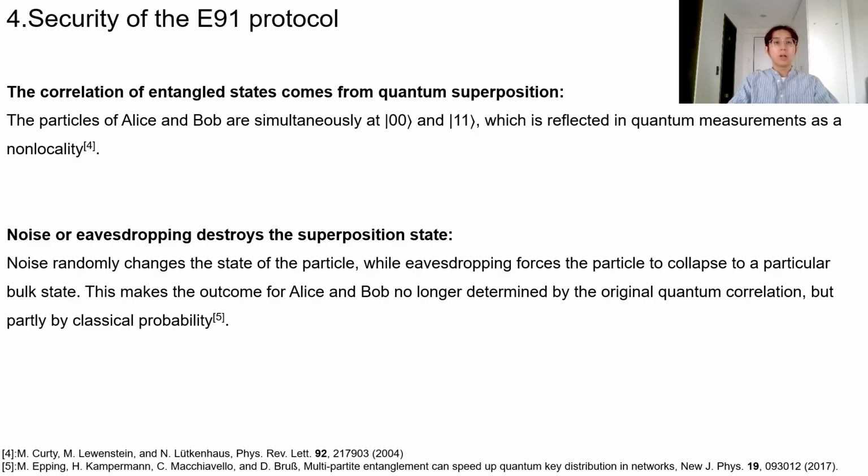So for the security of the E91 protocol, they use quantum measurement as a non-locality test. Noise or eavesdropping destroys the superposition state: noise randomly changes the state of the particle, while eavesdropping forces the particle to collapse to a particular basis state. This makes the outcome for Alice and Bob no longer determined by the original quantum correlations, but by classical probability.